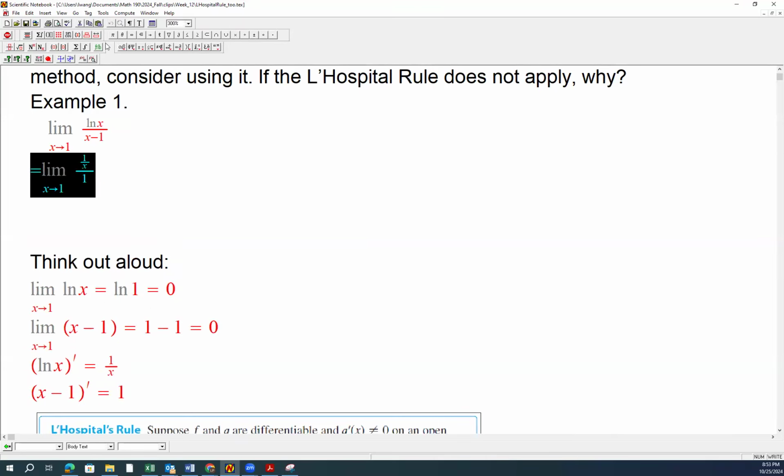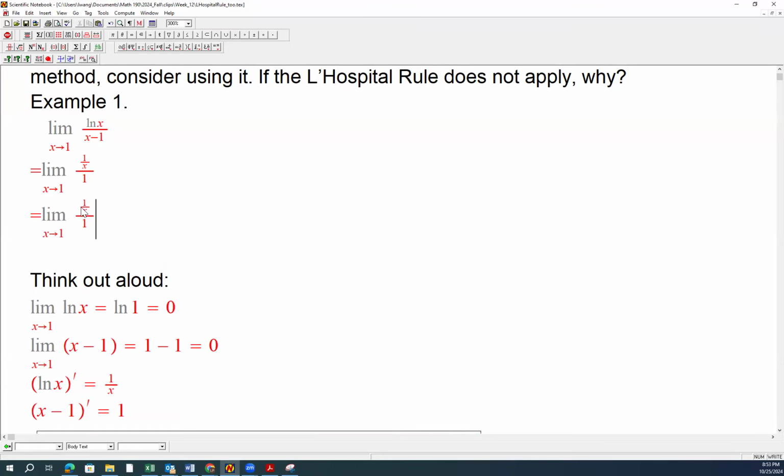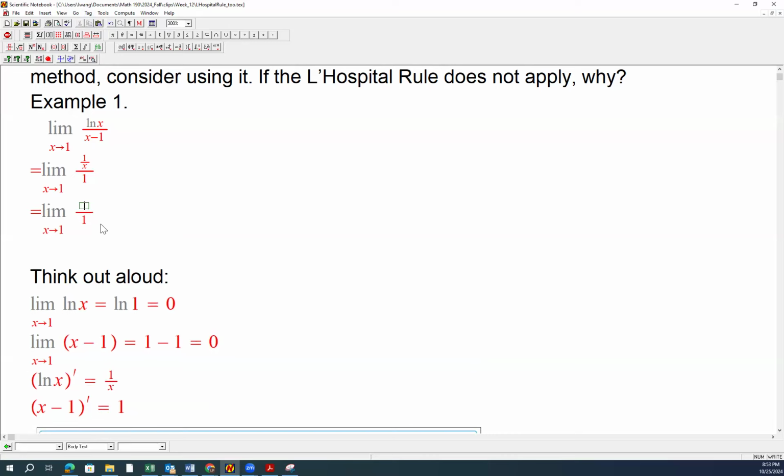So now we got this 1 over x divided by 1, which is just 1 over x, right? And this will be a direct substitution because 1 over x as a function is continuous at 1. It's a rational function, continuous in its domain. So it's 1 over 1, which equals 1. So this is how you show your work. So be careful.